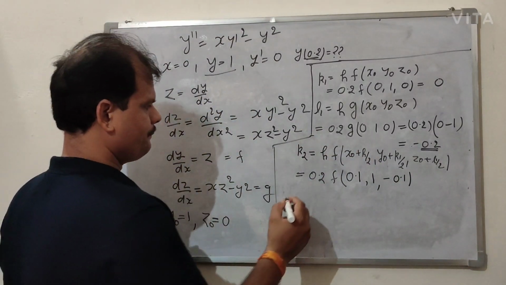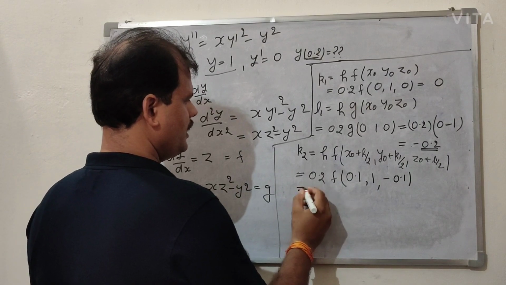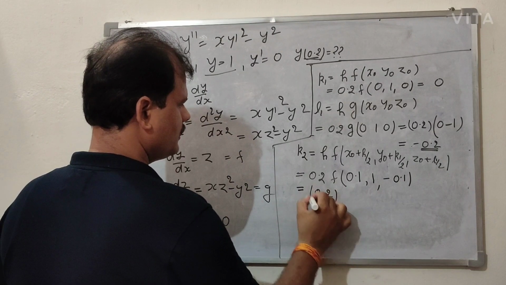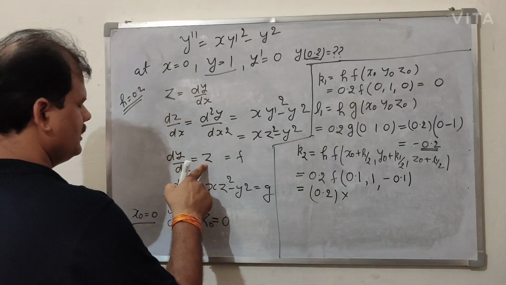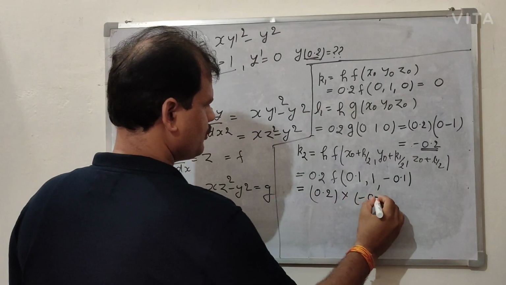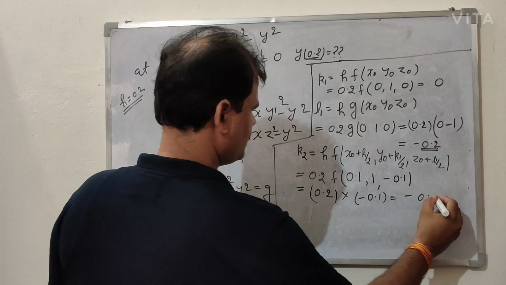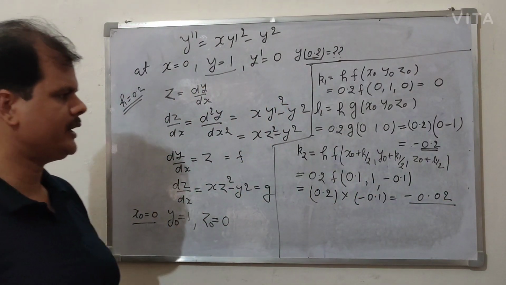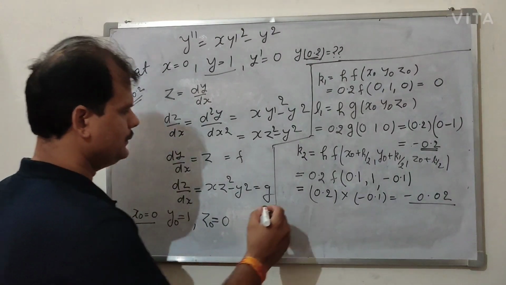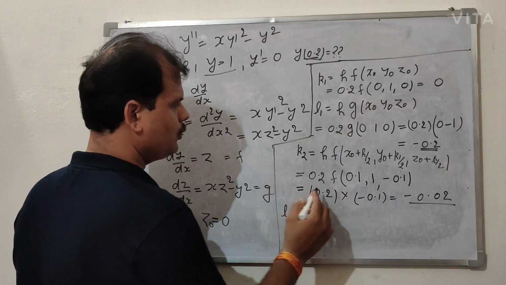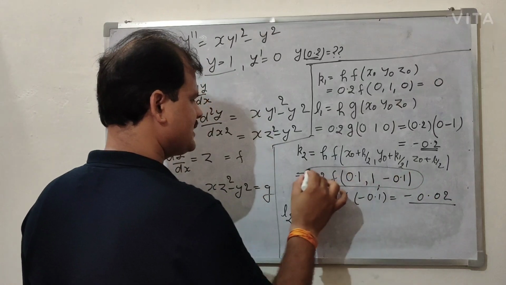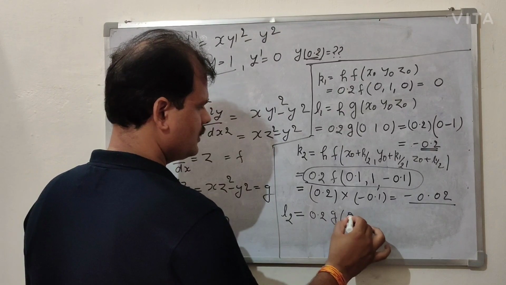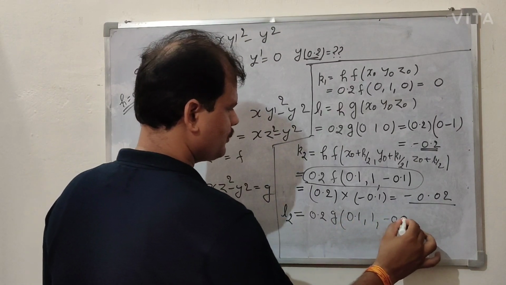Then this k2 will be, here f will be z only. So 0.2 into z, so z equal to minus 0.1. So this will be minus 0.02. So k2 will be equal to minus 0.02. Now we will find out the L2. So L2 will be the same, only your f replaced by g. So we will have 0.2 g of 0.1, 1, minus 0.1.